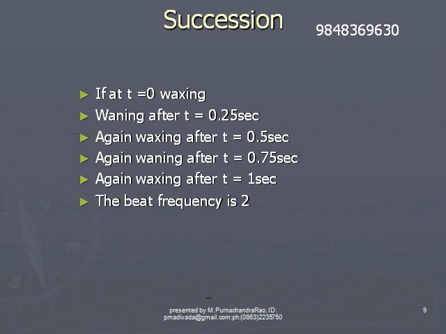This is nothing but the difference in the frequencies of the two waves. 22 minus 20 is also 2. So the difference of the frequencies of the two waves is the beat frequency, and the reciprocal of it is the period.